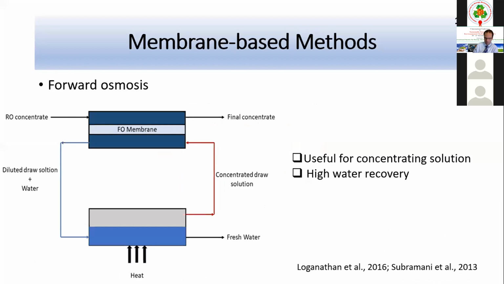Another membrane-based method is forward osmosis, where high concentration, high TDS water like RO concentrate can be used as a draw solution. It is useful for concentrating solutions, and it can have a high water recovery. But resource recovery opportunities are basically limited.